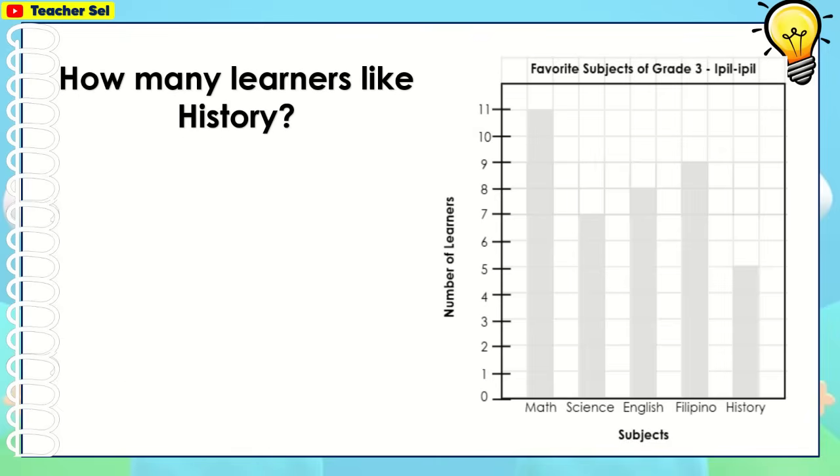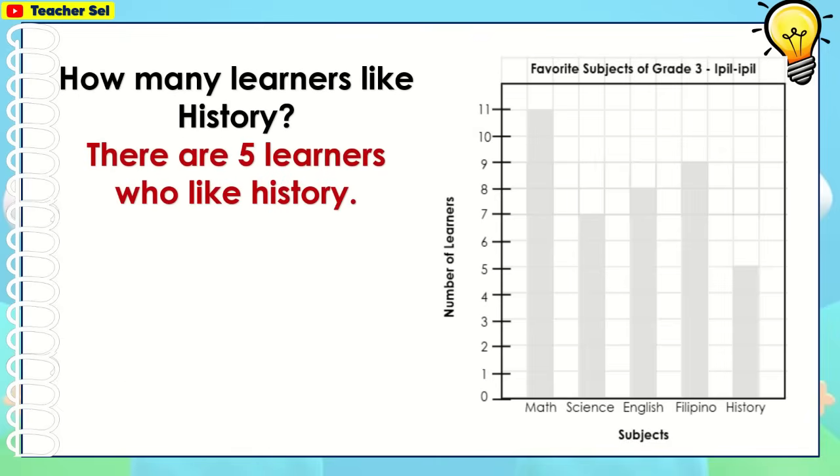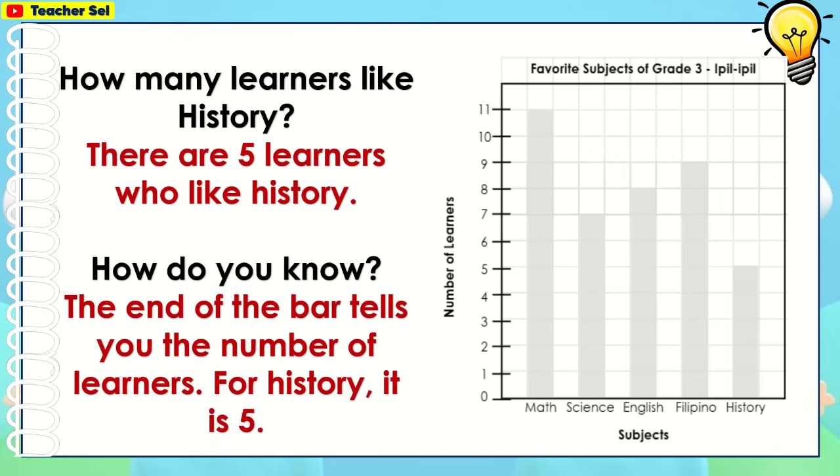How many learners like history? There are 5 learners who like history. How do you know? The end of the bar tells you the number of learners. For history, it is 5.